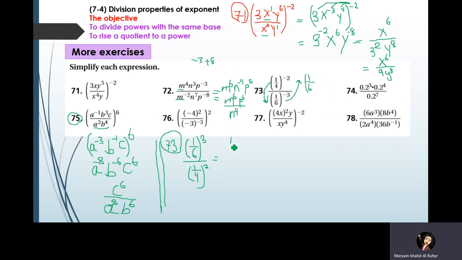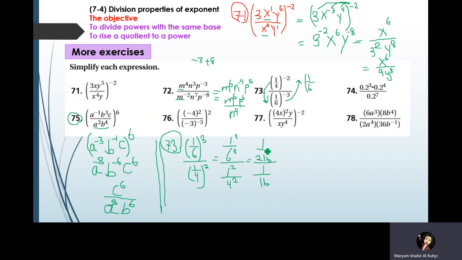So that will be 1 over 6 to the power 3, over, same thing, 1 to the power 2. I will write it even here, just to show you, in case you forgot the idea, because it will not always be 1. So 4 to the power 2. Now that equals 1 over 6 to the power 3, which is 216, over 1 over 16.